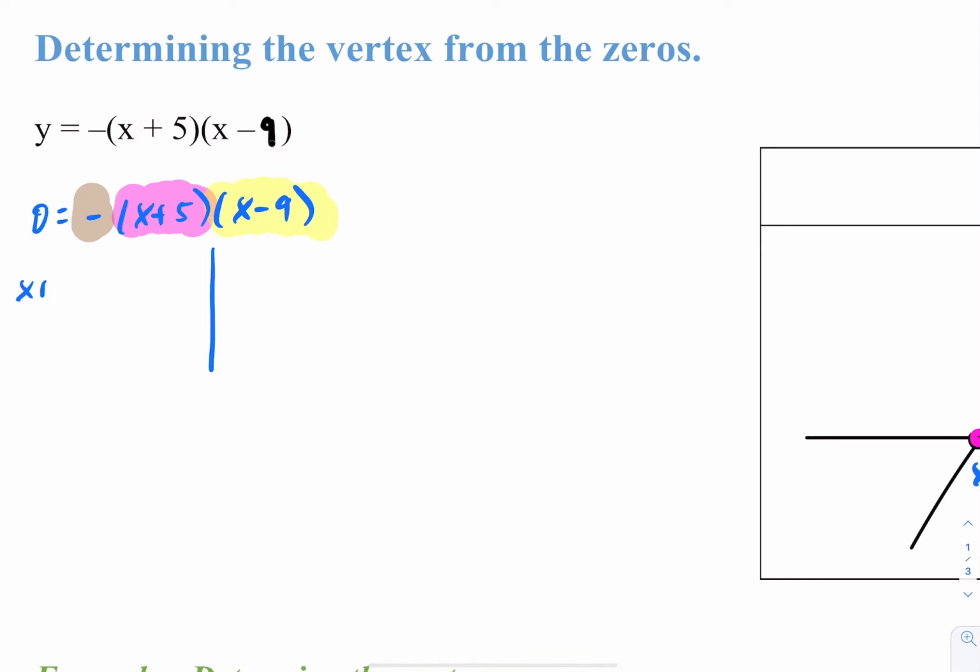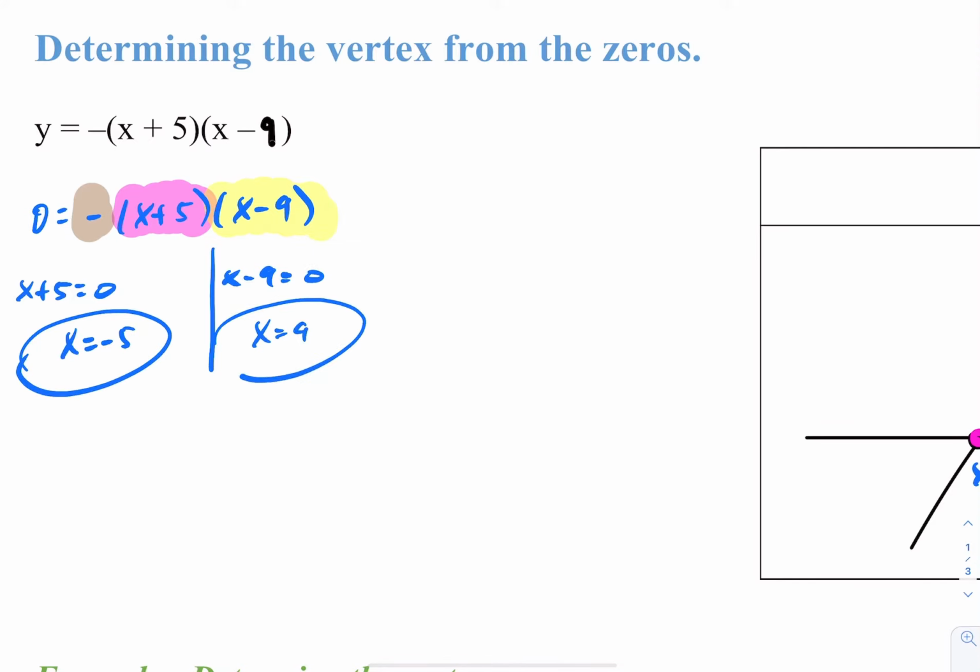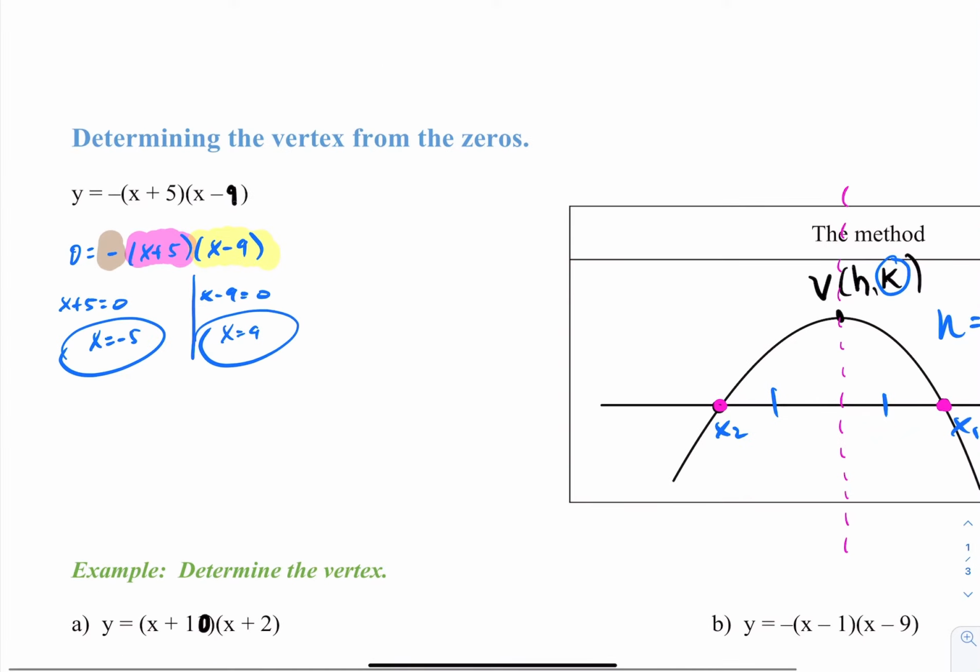So therefore x plus 5 is 0 or x minus 9 is 0. Therefore x equals negative 5 or x equals 9. Those are my two options. Now that I have my roots, my zeros, and my x-intercepts, I can find my h value. And to find my h value, we just talked about it, you add up your roots, which are negative 5 and 9, and you divide by 2.